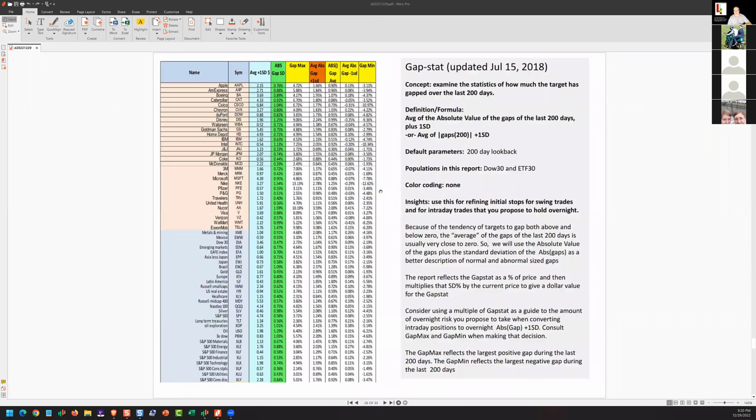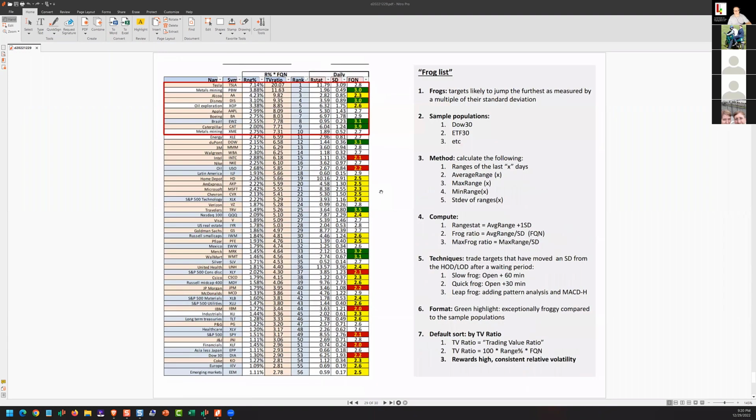I'm going to go to the last page of the report. Some folks asked me for some clarity on this one. So what I am monkeying around with on this one is a computation of, among other things, the frog quality number. But I don't just strictly go by that. What I'm really interested in are things that have the best trading value ratio, I call this the TV ratio.